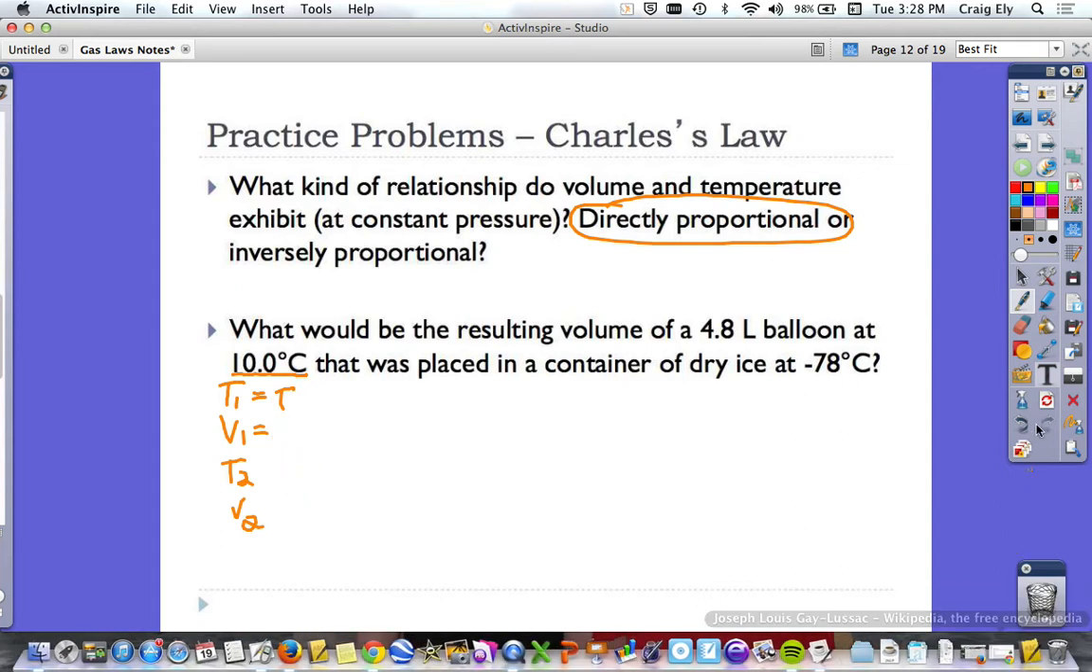Hold on, let me erase that. So we have 10.0 degrees Celsius. My beginning volume is 4.8 liters. My ending temperature is negative 78 degrees Celsius. And my ending volume, well, I don't have an ending volume, so that's what I'm calculating for.